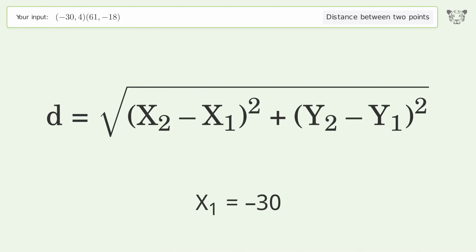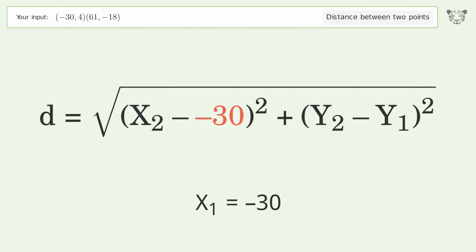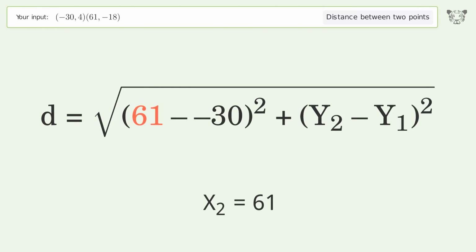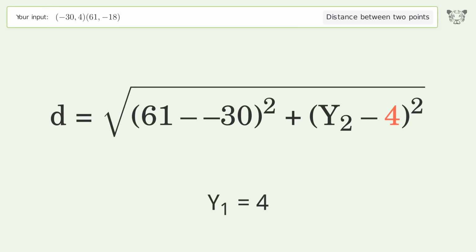x1 equals -30. x2 equals 61. y1 equals 4. y2 equals -18.